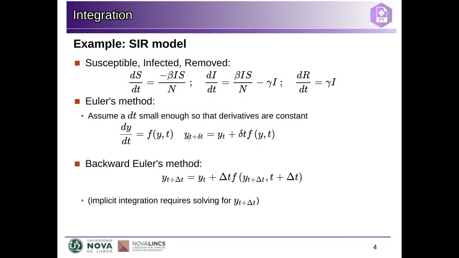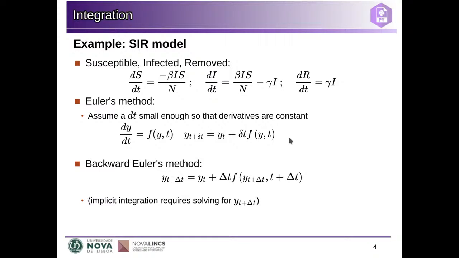In that case, we can compute the values for the next time step, starting from the values at this time step, and then just give a small fraction of the derivative at this time step. So these functions that we have here. So we just multiply by a small step and we go to the next value.